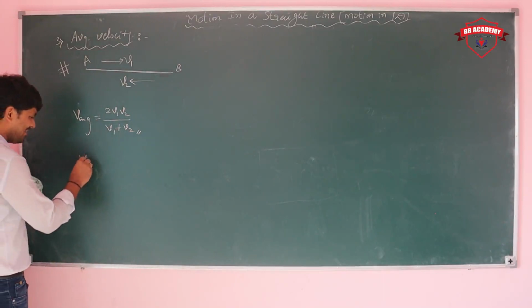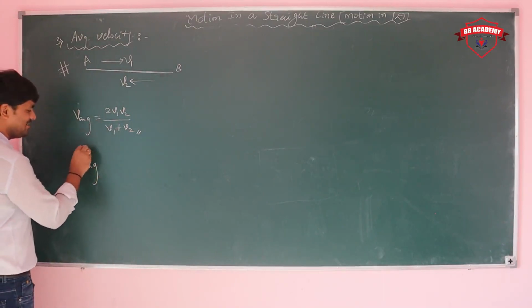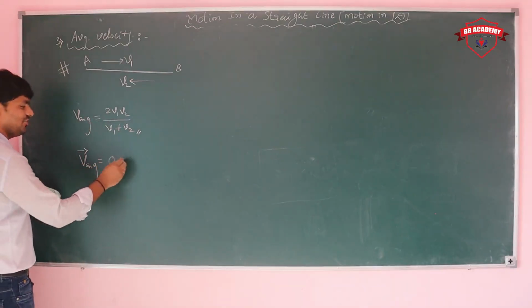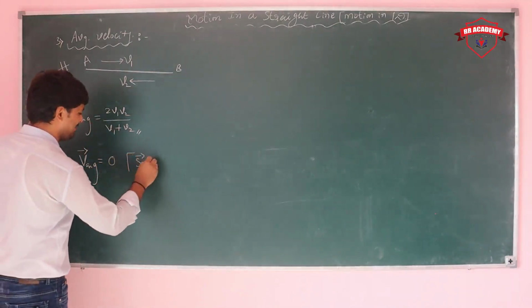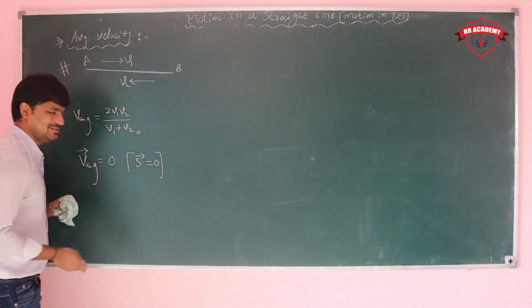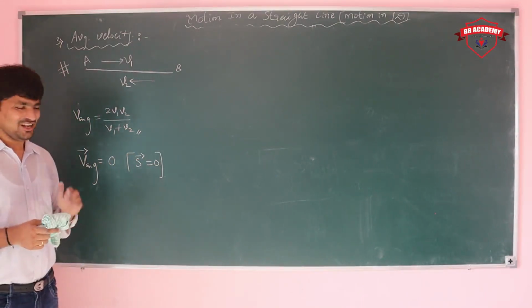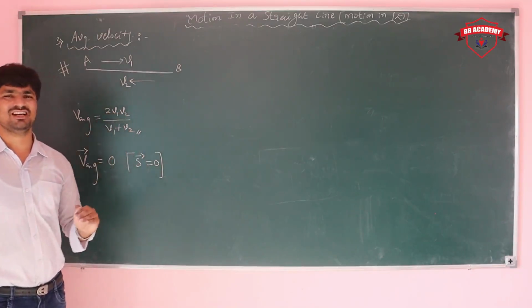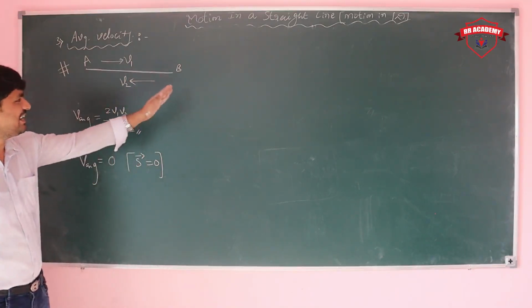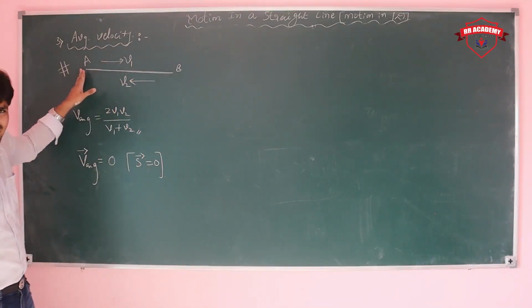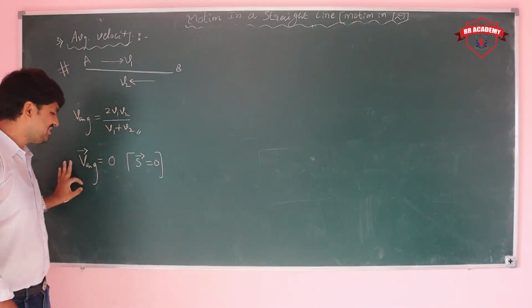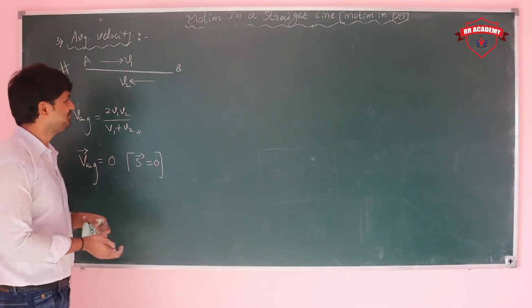Then what about the average velocity? The average velocity is 0 because the displacement is 0. If it is continually moving in a straight line, then the average speed is equal to the average velocity. But here it returned to the same point. That's why the average speed is 2v1v2 by v1 plus v2, and the average velocity is 0.